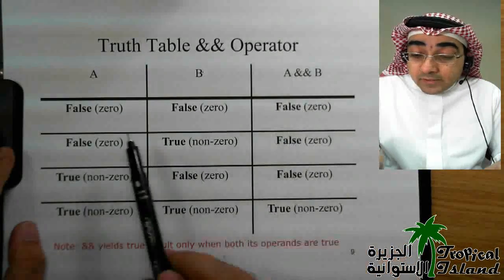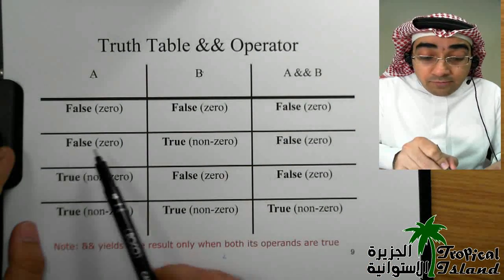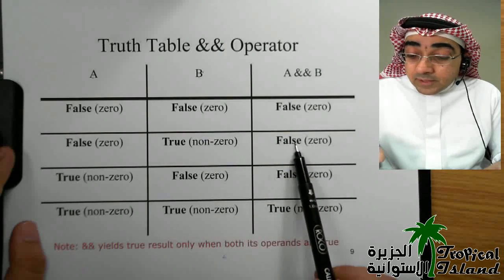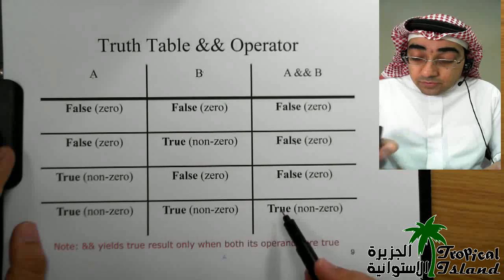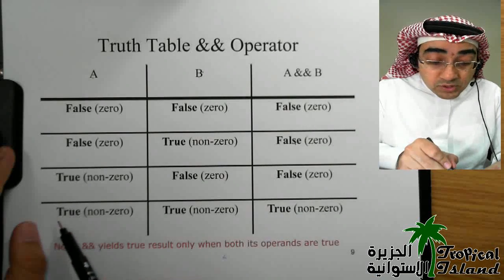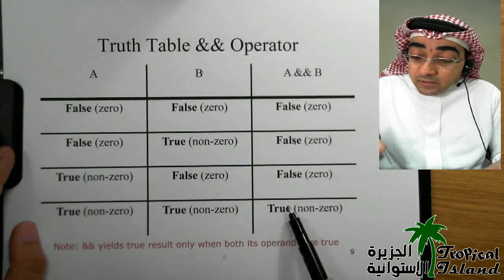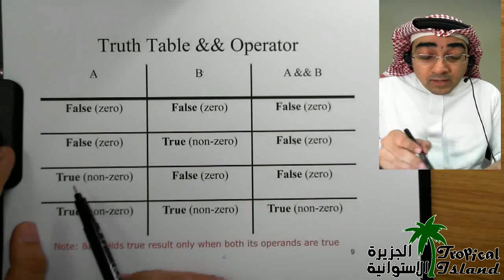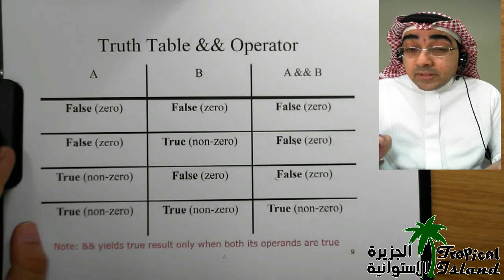So you AND the values: false and false result in a false. False and true result in a false, true and false result in a false, true and true result in a true. So if you had a condition that was true and another condition that is true, and you AND them together, the result becomes true. If you have a condition that is true and a condition that is false, you AND them together, you get a result that is false.